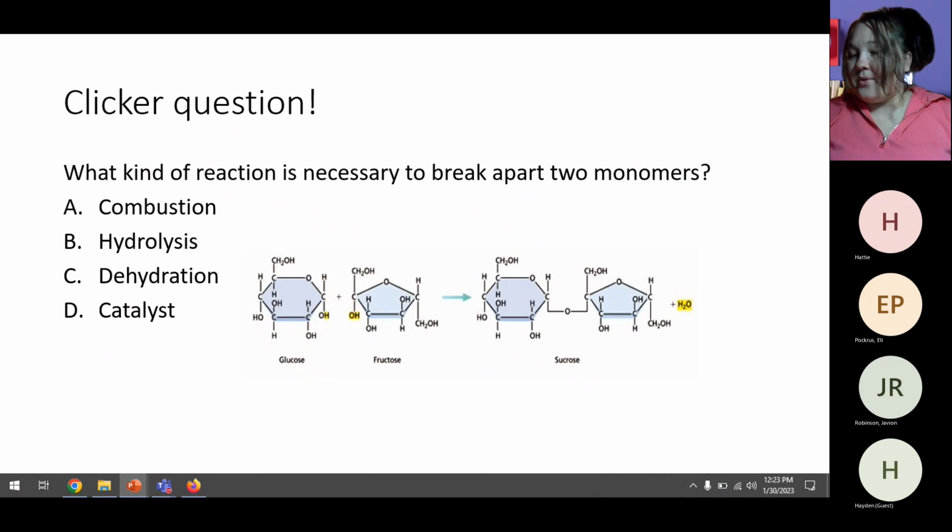Excellent. Now, the reverse reaction, which is not shown here, this is a dehydration reaction, so don't get confused. The reverse reaction, what is used to break apart monomers? Wow, you guys are amazing. These questions always get people, and 100% of you chose B, so good job.